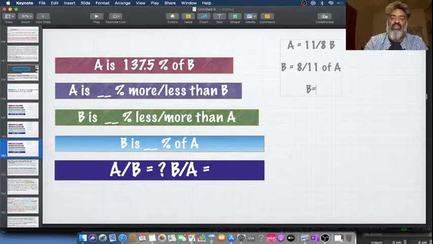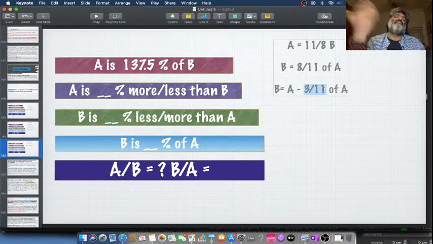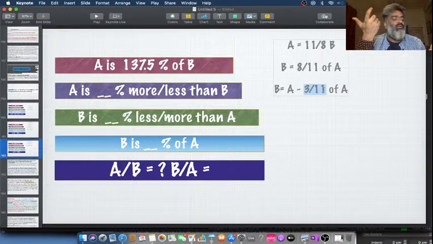Reinterpret this again. B is equal to A minus 3 by 11 of A. And this 3 by 11, 1 by 11 is 9.09. So 3 by 11 will be 27.27%. So B is 27.27% less than A. Yeah? Devarpita is saying B is 36.